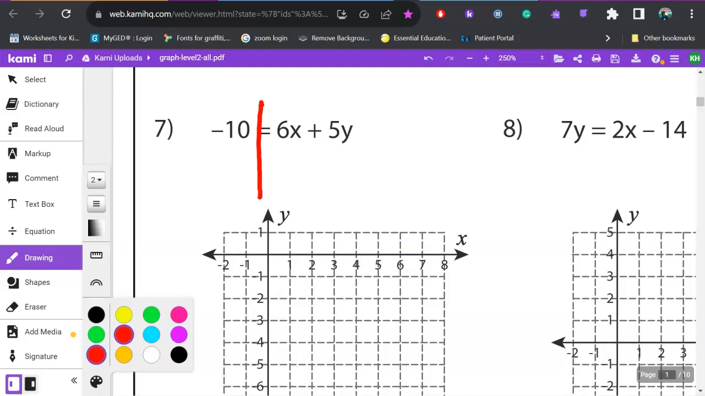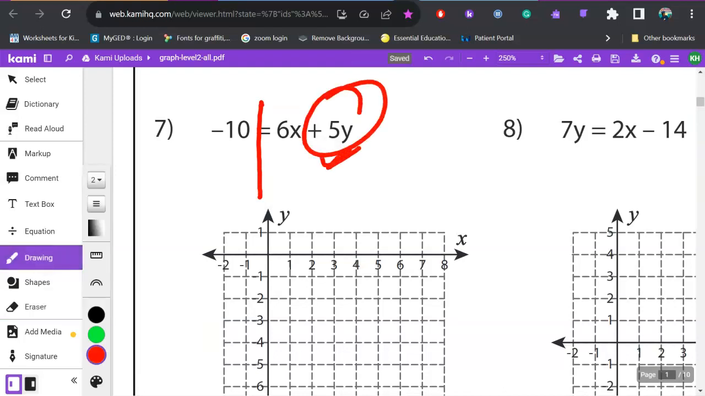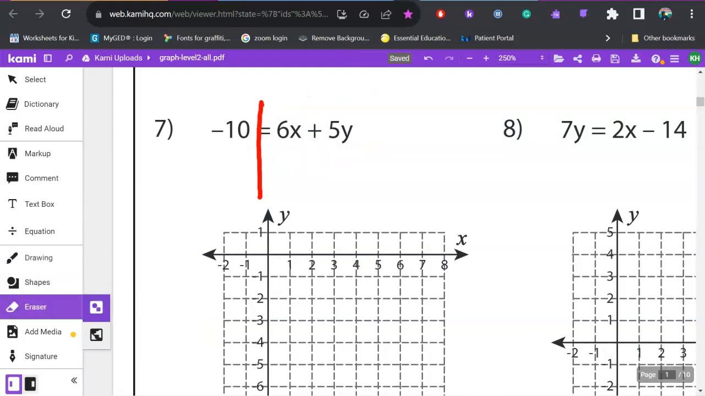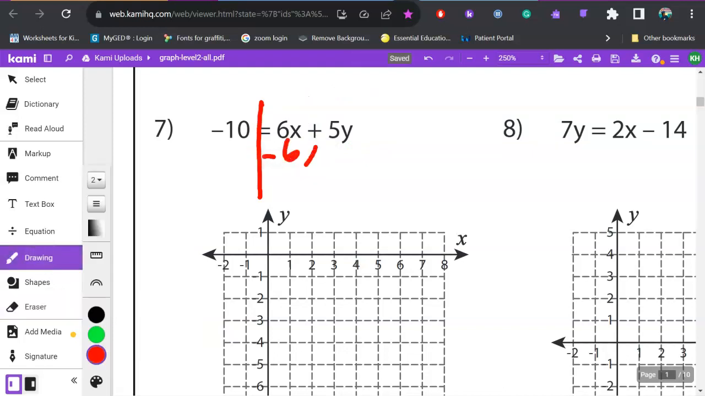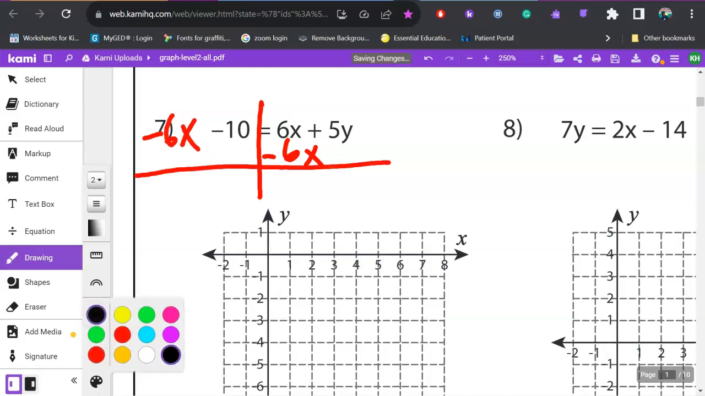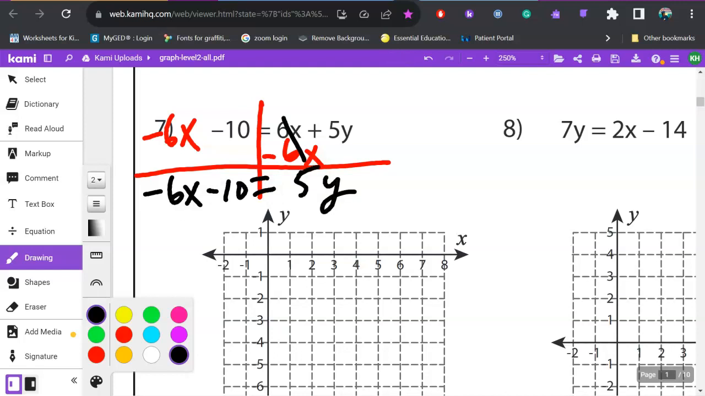So here we go. I can see that my 5y is here. I need to get rid of what? I hope you noticed you need to get rid of this 6x. How are you going to get rid of it? Subtract 6x from both sides. When I rewrite, it's going to look like this. Negative 6x minus 10 equals, canceled out, 5y. You can see from here, let's divide by 5. Divide by 5. Divide by 5.